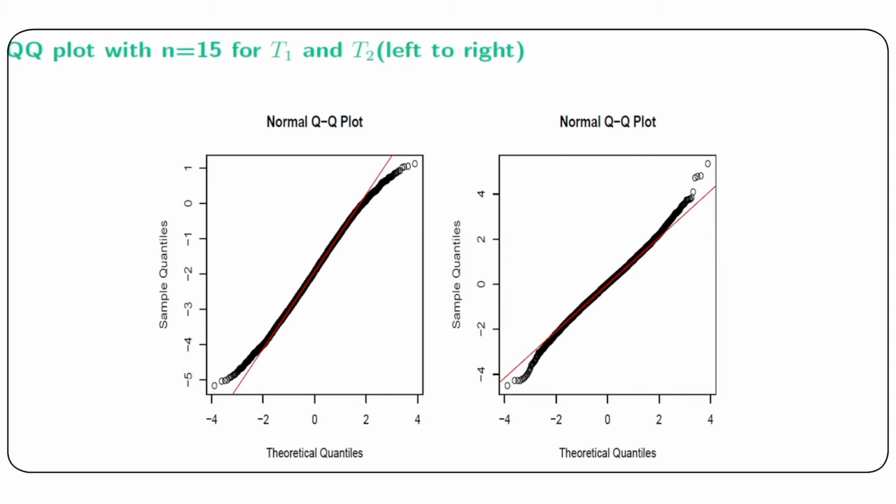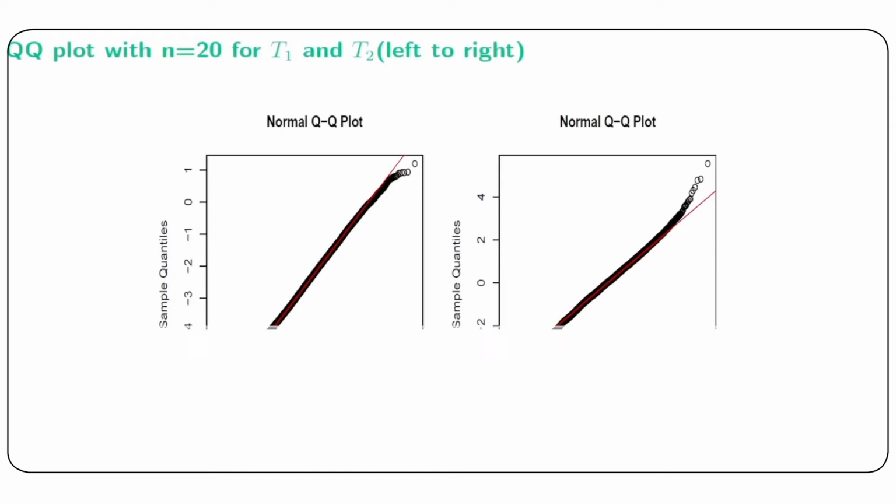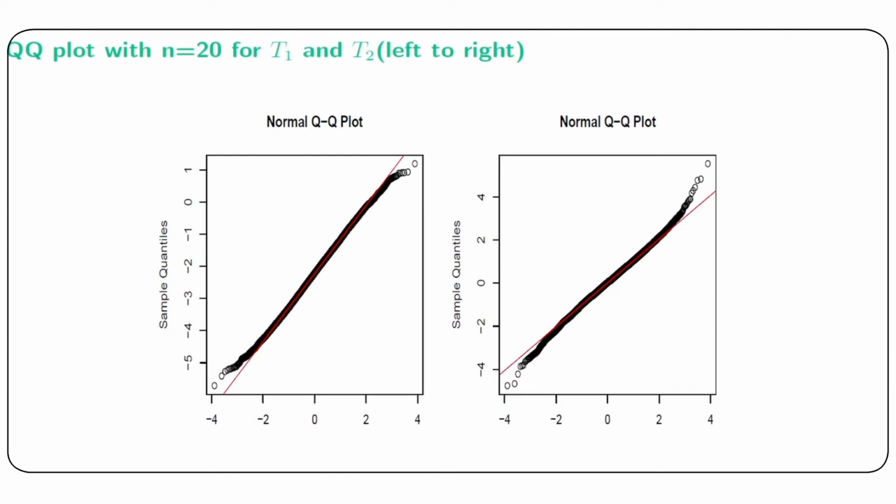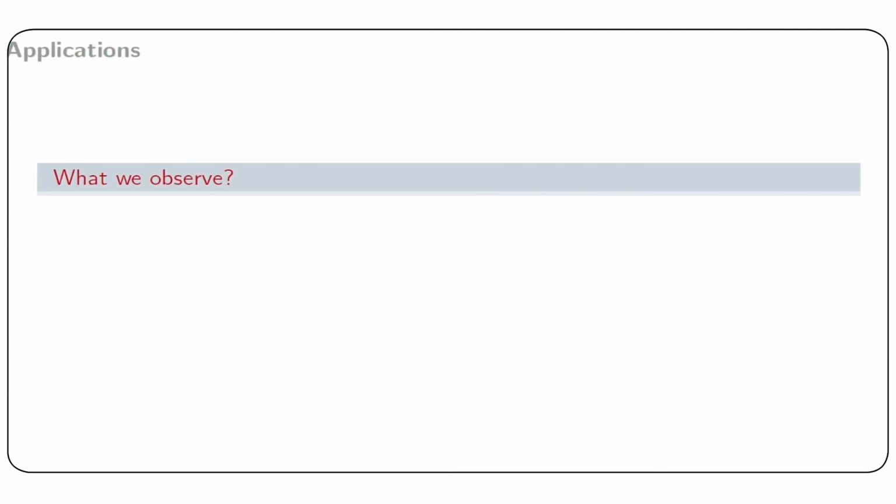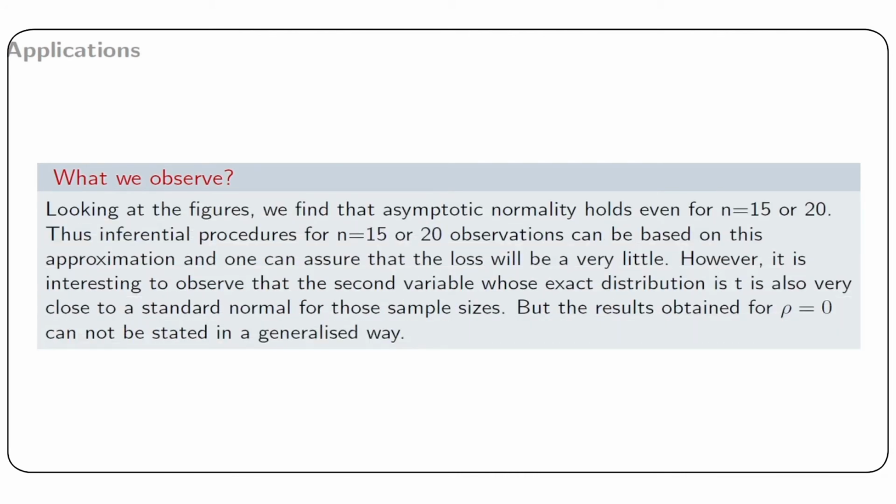So for n equal to 15, the plot is given in the next page. The left figure corresponds to t1 and the right figure corresponds to t2. In the next page, one can also find the same thing for n equal to 20 and for the variables t1 and t2 both. So what do you observe? Looking at the figures, we find that asymptotic normality holds even for n equal to 15 or 20. Thus, inferential procedures for n equal to 15 or 20 observations can be based on this approximation, and one can assure that the loss will be very little.